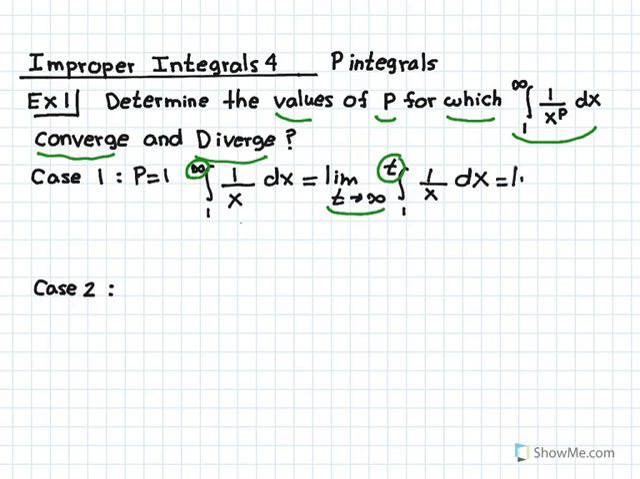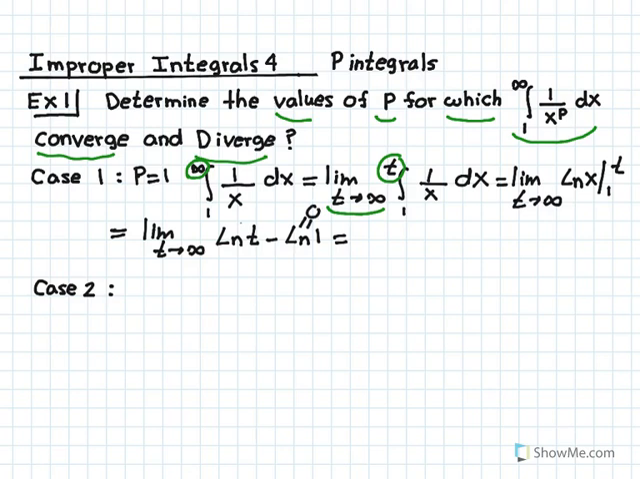So now we get the limit as t goes to infinity. The antiderivative of 1 over x is log x, natural log of x, evaluated from 1 to t. Let's apply the fundamental theorem of calculus. We get the limit as t goes to infinity: put the upper limit in, we get log t, minus the lower limit, log 1. And log 1 is just 0. So we get the limit as t goes to infinity of log t.